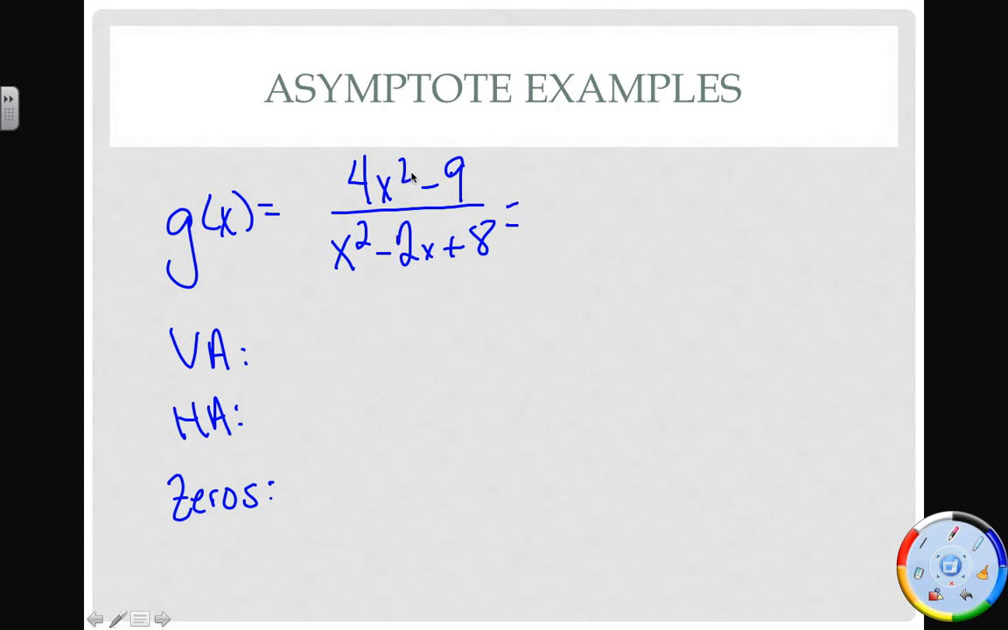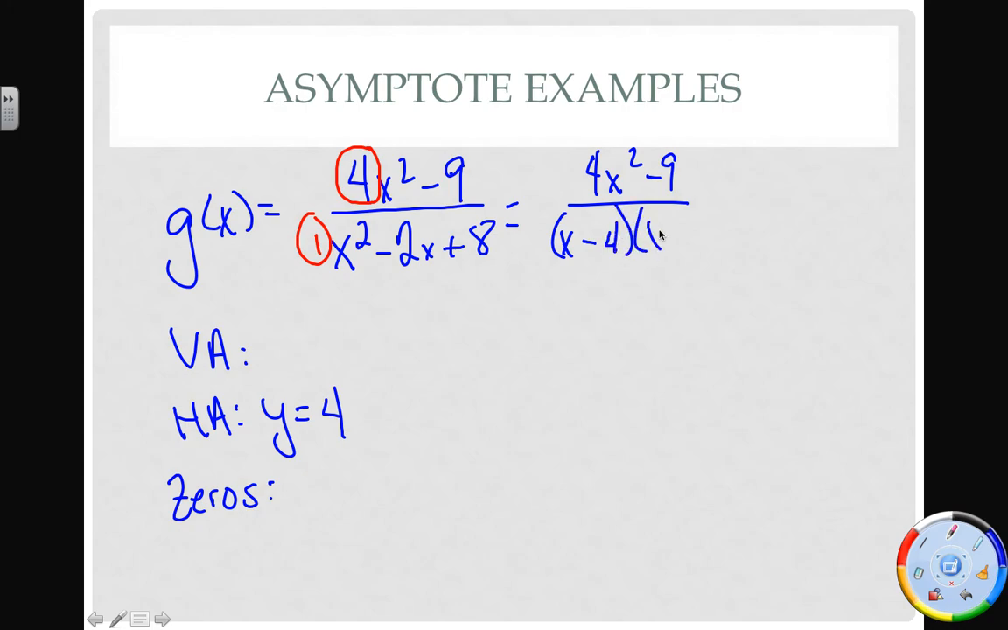Horizontal, pretty easy. This is a 2, this is a 2, and therefore it is the ratio of leading coefficients. So I have a leading coefficient of 4 and a leading coefficient of 1, and therefore my horizontal asymptote is y equals 4 over 1, which is 4. All right, so I need to factor my denominator here, x minus 4 and x plus 2, which tells me I have vertical asymptotes at x equals 4 and x equals -2.